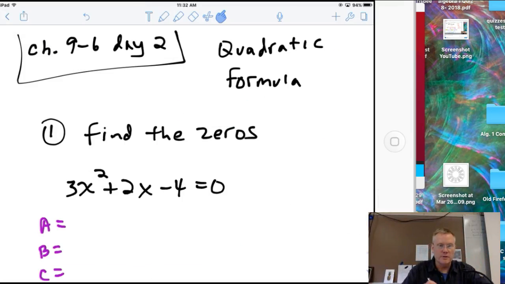Okay, hi, today we're going to do more quadratic formula. This is day 2 of the quadratic formula. I'm going to jump right in. The first problem is find the zeros.